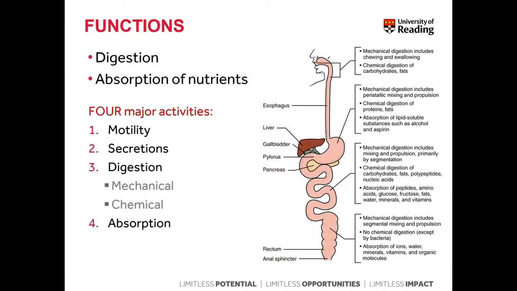So, as I said, the 2 major functions of the gastroenteric tract are to digest food and to absorb food. And in order to do that, there are 4 major activities that allow digestion and absorption. First of all, the motility, so the ability to move stuff through its length with an ororectal direction, so from the mouth to the rectum.